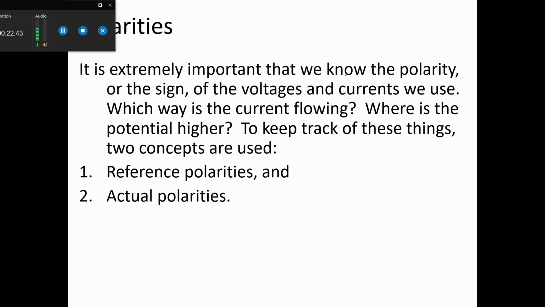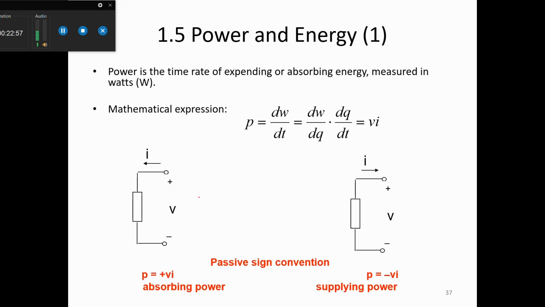It is extremely important that we know the polarity or the sign of the voltage and current we use: which way the current is flowing, where the potential is higher. To keep track of these things, two concepts are used: reference polarities and actual polarities.